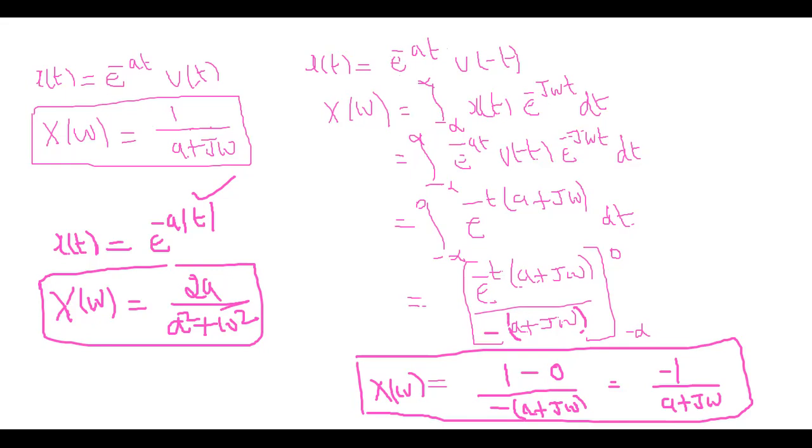Let us see. We have seen the Fourier transformation of e power minus a magnitude of t is 2a by a square plus omega square. Here, capital A is a magnitude, my dear students. Its value is 1.